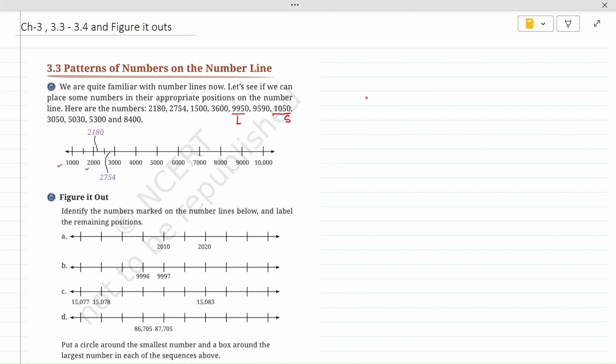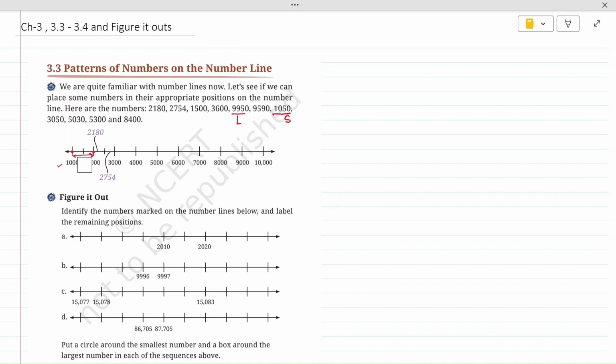And we know what an interval is. An interval is the difference between the two marked points. This is one point, this is the second point, and this distance, this difference is the interval. So we are marking the points at the interval of 1000. Because we know 2000 minus 1000 is 1000 and again 3000 minus 2000 is 1000. So we have taken a number line, and we are marking the points in the interval of 1000 here.